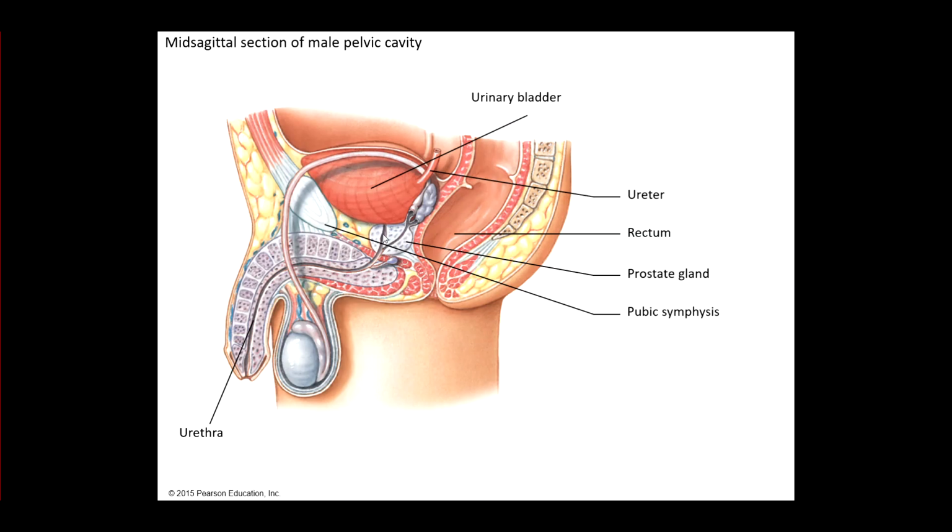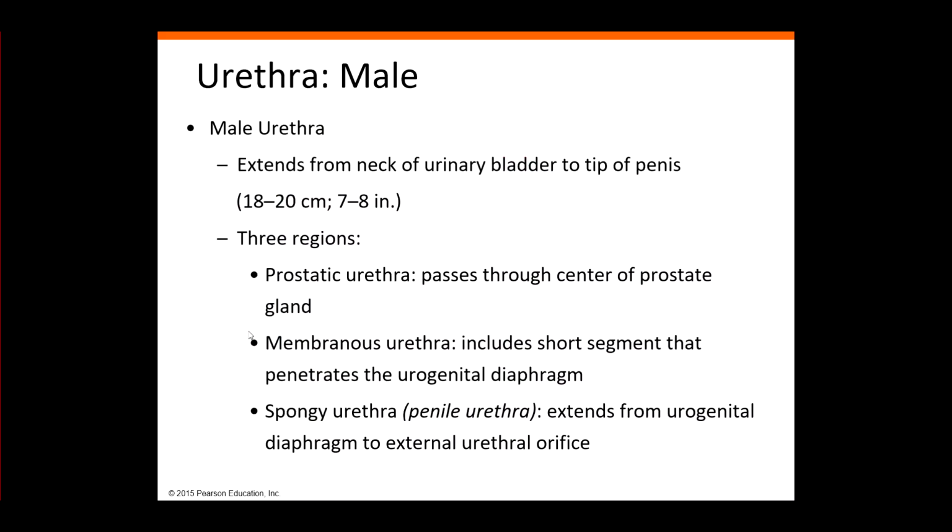All right, so prostatic urethra here. Membranous urethra is only this little part in the pelvic floor, and then the rest would be the penile urethra. Let's go back. The prostatic urethra passes through the center of the prostate. The membranous urethra is a short segment that's in the pelvic floor, what we call the urogenital diaphragm. And then the spongy urethra or the penile urethra is going to go from the pelvic floor all the way to the external urethral orifice.